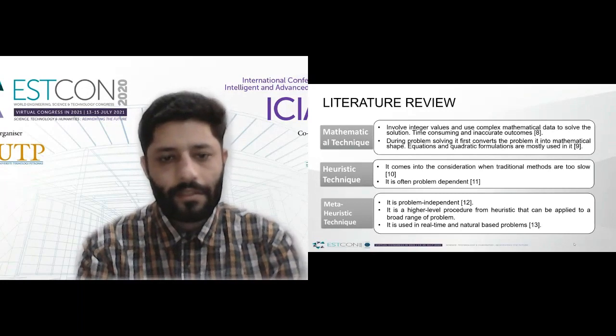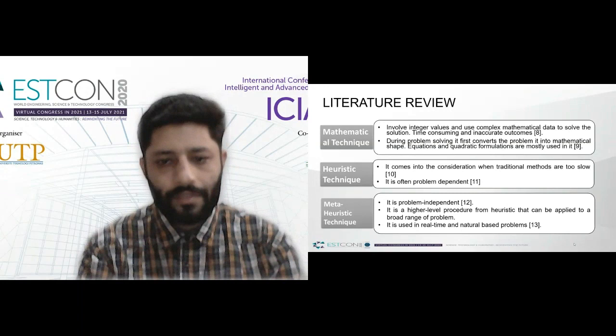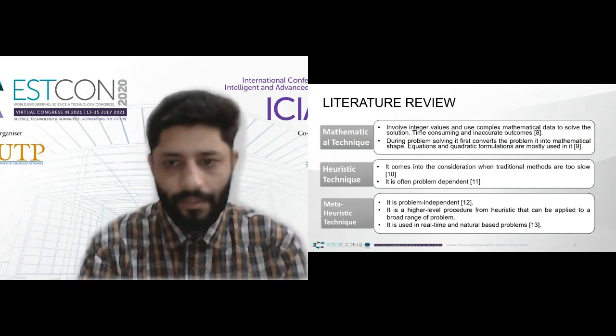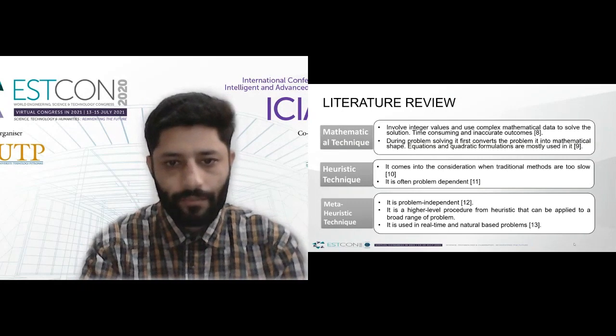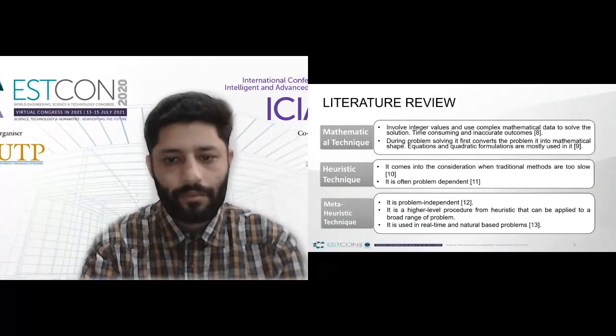The second method is the heuristic method. It comes into consideration when traditional techniques are too slow. It is often problem dependent. The meta-heuristic technique is problem independent. It is a high-level procedure derived from heuristics that can be applied to a broad range of problems. It is used in real-time and nature-based problems.